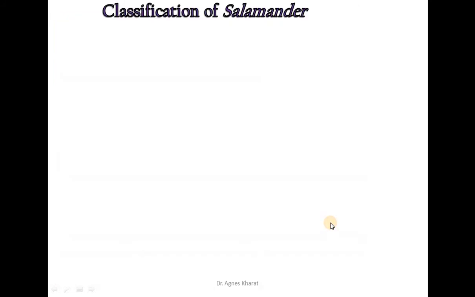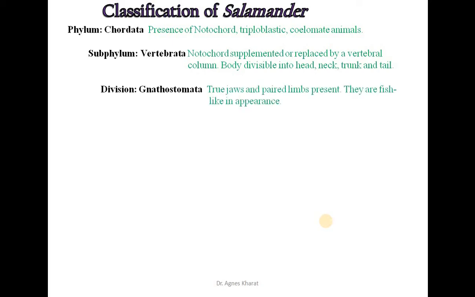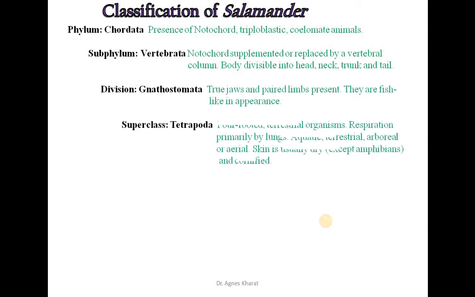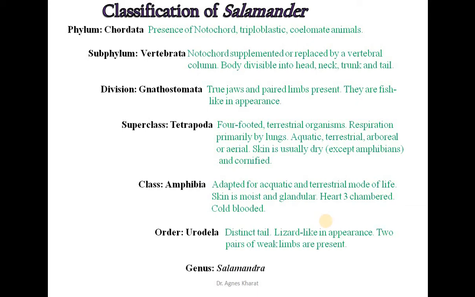So, now we'll begin with Salamander. Let us study classification of Salamander. It belongs to phylum Chordata, subphylum Vertebrata, division Gnathostomata, superclass Tetrapoda, class Amphibia, order Urodela, and genus is Salamandra. Why it is included in class Amphibia?